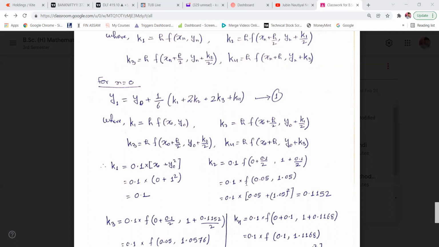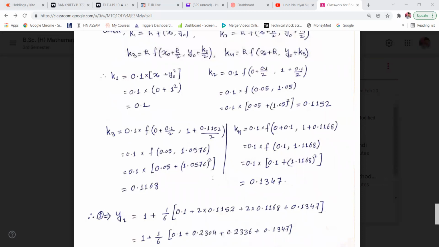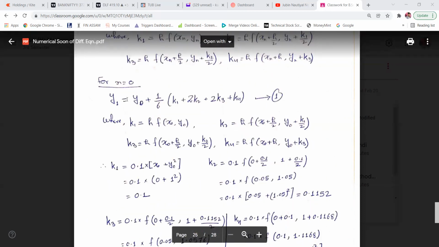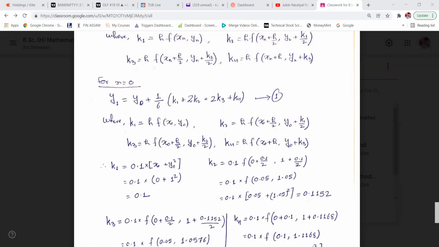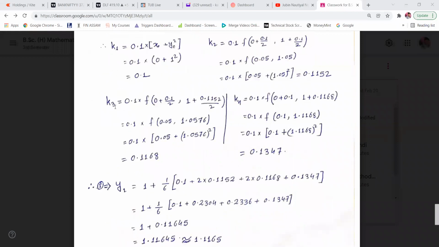And then you find out the value of f of x y. So f of x y will be what? x plus y square, so x is 0.05, plus y square means 1.05 whole square. Then simplify, you will get this one, k2. Similarly, you find k3 and then you find k4. And then you substitute all values here, and then you simplify, you will get the first approximation.